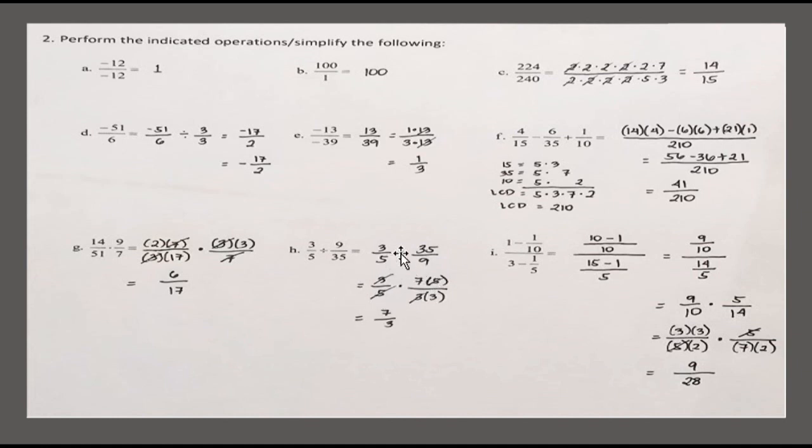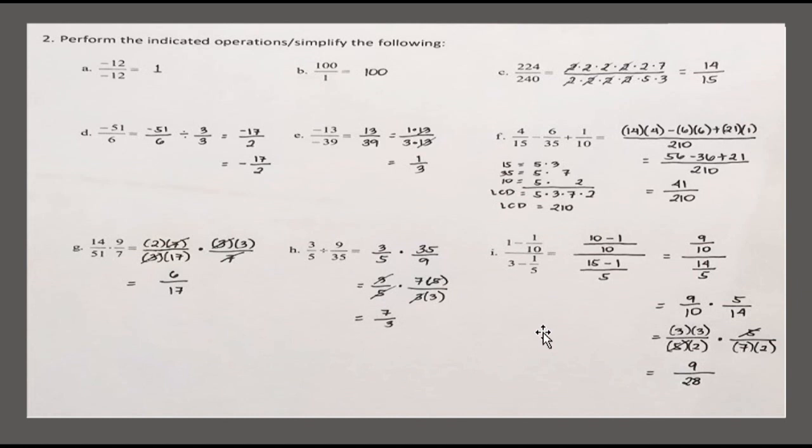Then, we factor it out to simplify better. So, 35 can be 7 times 5 and 9 can be 3 times 3. So, the 3 on top cancels with the 3 at the bottom, and the 5 as well. So, what remains on top is 7, and what remains at the bottom is 3. So, our answer is 7 over 3. That is in improper fraction form. If we change it to a mixed number, that is 2 and 1/3.